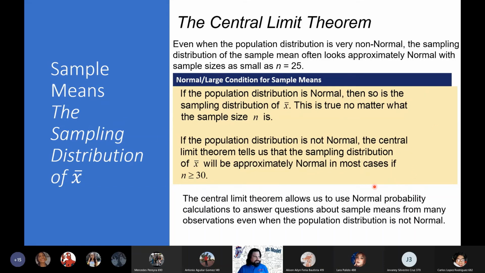Right. And so again, this right here in the little colored box is something you should have in your notes. The normal large condition for sample means. Does anyone need a moment to write anything down?